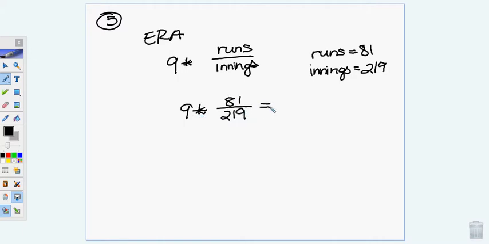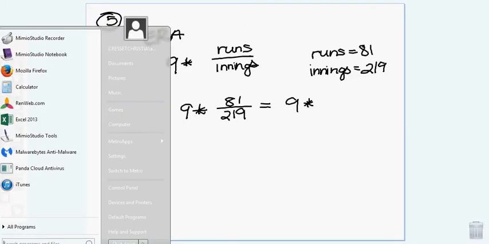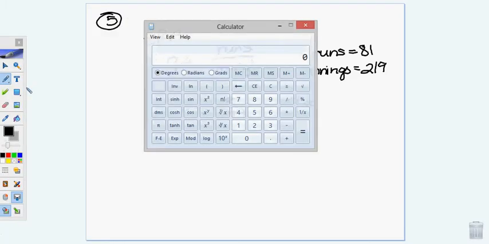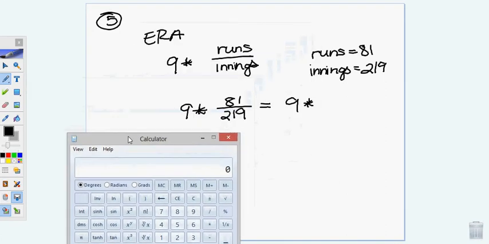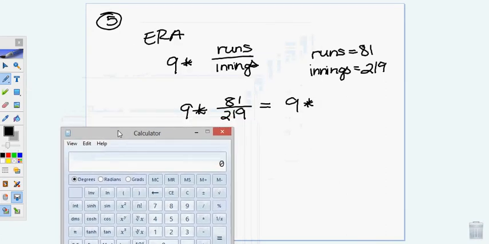Set up this way. Okay. So if you want to estimate to a decimal, let's get a calculator. Move it over here so you can see what we're doing. Alright, I'm going to take 9, and I'm going to multiply it times 81 over 219. Now you noticed, I'm sure, that I put parentheses in there.